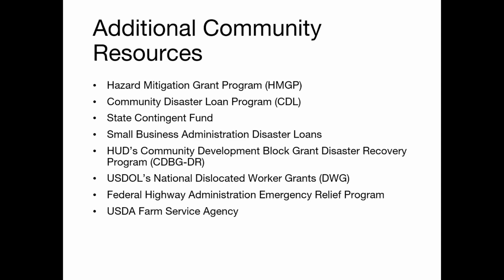The SBA provides a low-interest disaster loan to help businesses and homeowners recover from declared disasters. Additional information and how to apply can be found on the SBA website. Through the CDBG-DR program, HUD provides flexible grants to help cities, counties, and states to recover from presidentially declared disasters. The Iowa Economic Development Authority is the pass-through agency for the state of Iowa, and additional information can be found on HUD or IEDA's website.